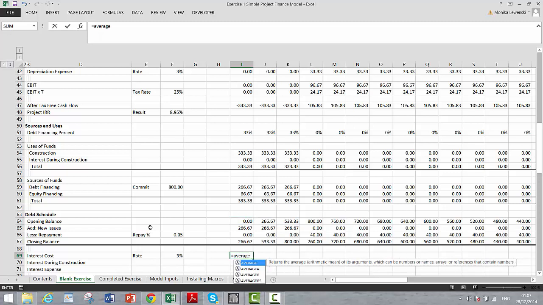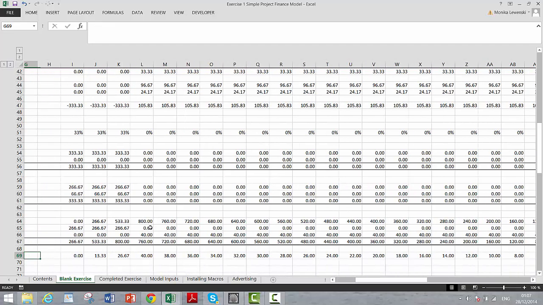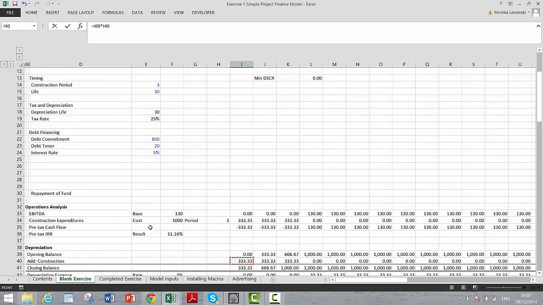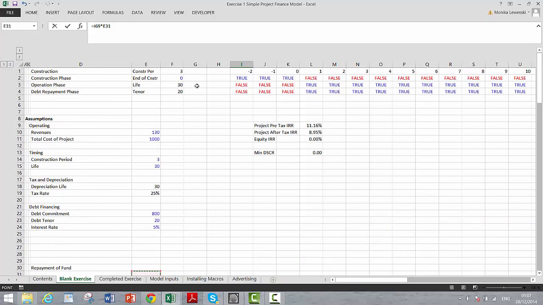Let's try this: average. Now this is an extremely dangerous thing to do in a project finance model. It will almost only work in this extraordinarily simple model. And in fact it won't. I'm going to take the opening balance, because we have interest during construction, and multiply it by the interest rate. Okay, so it was intended to say interest cost, not interest expense, because we take this interest cost and we multiply it by the construction phase.